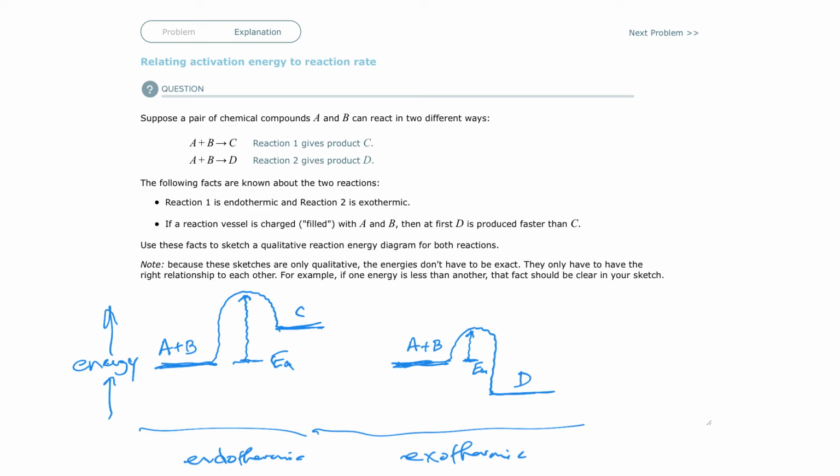So I think they're asking you to make a couple of drawings. You'll make a drawing like this, you'll make a drawing like this, and then make sure that this is A, B, and C, and A, B, and D. All right.